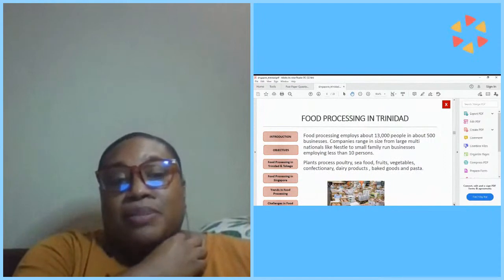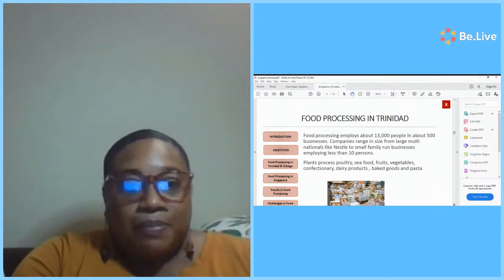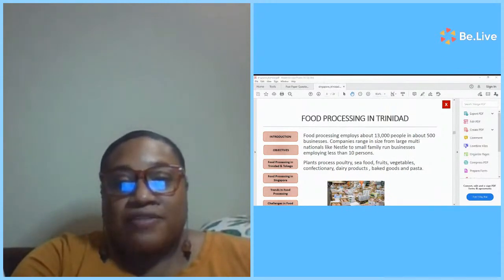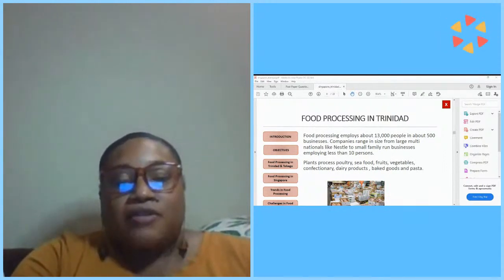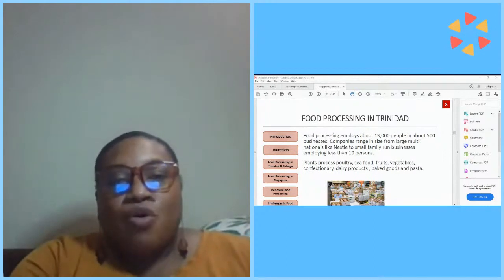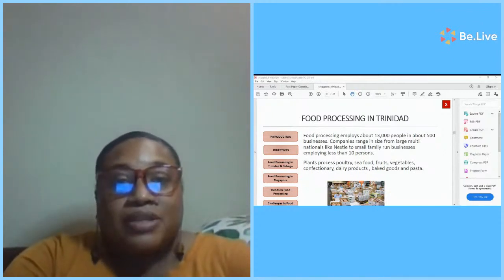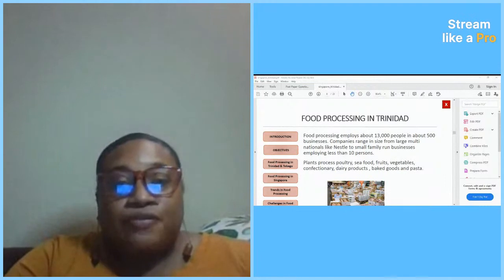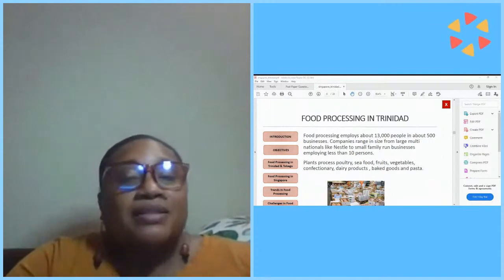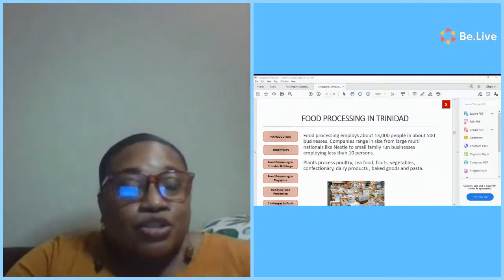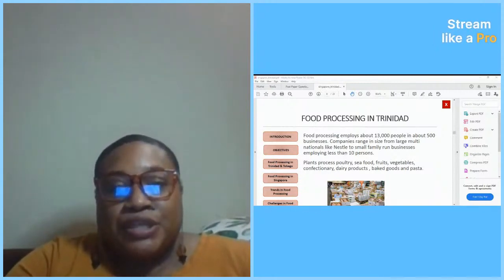And in Trinidad and Tobago, in terms of employment, food processing employs at least 13,000 people, and you have at least over 500 businesses. This information is old, and of course now I am sure we have more small businesses. Manufacturing employs a lot of people, like in National Flour Mills, people who work at Kiss, Nestle, Angostura, all of these companies, right? So it provides jobs to at least 13,000 people.